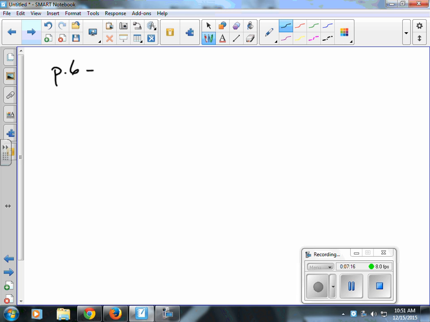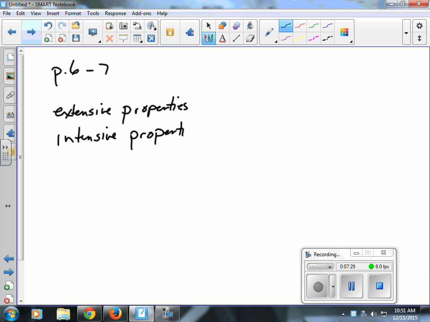Here are 2 definitions that people forget all the time. They're on page 7. Extensive and intensive properties. EX means out, right? So an extensive property depends on something else. And that something else is mass. How much sample you got. An extensive property depends on sample size. Intensive does not.